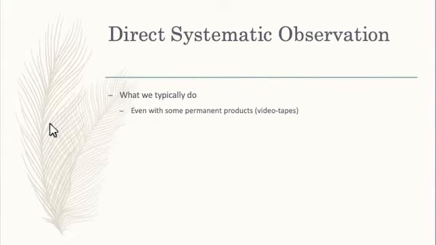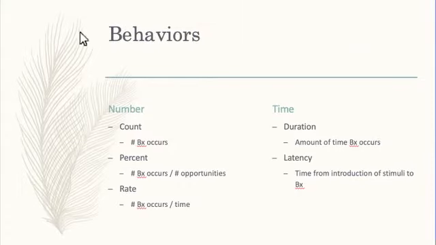Direct and systematic observation. This is what we typically do, even with some permanent products like videotapes, or video recordings rather. So in this, we would be looking at things like behavior. And so we have different ways of looking at behavior. We can count the number of times the behavior occurs. We can estimate the percentage of times that the behavior occurs divided by the number of opportunities for that behavior to occur. And then we could look at the rate. So this would be the number of times the behavior occurs in a specific period of time. So if we're looking at things like talking out, that could be done with a simple count. It could be done by a percentage.